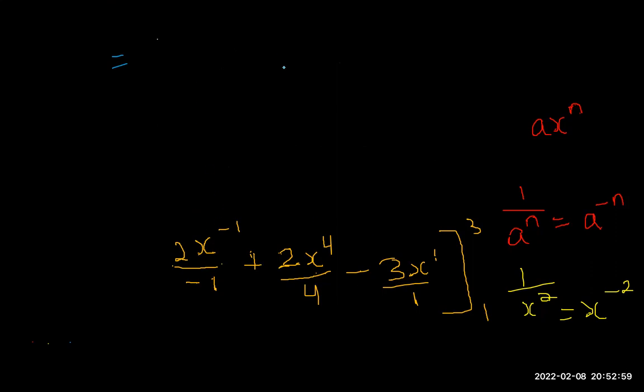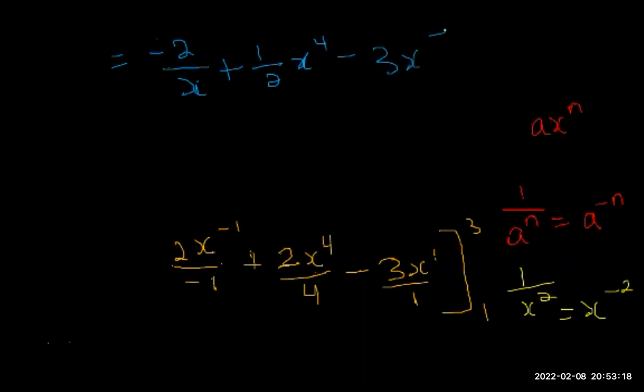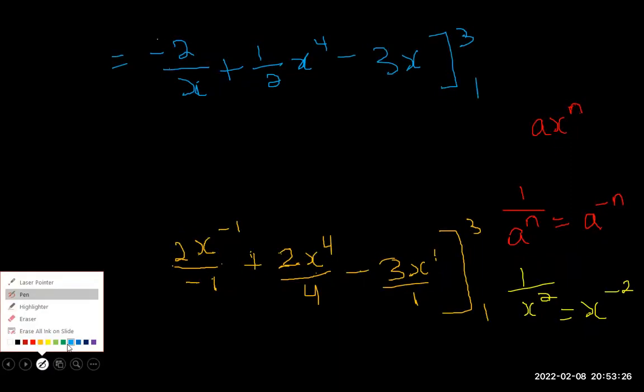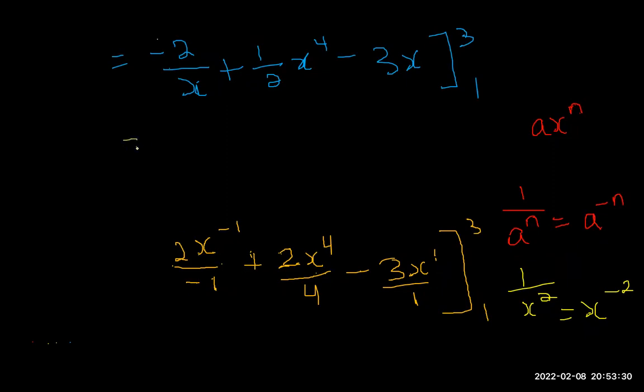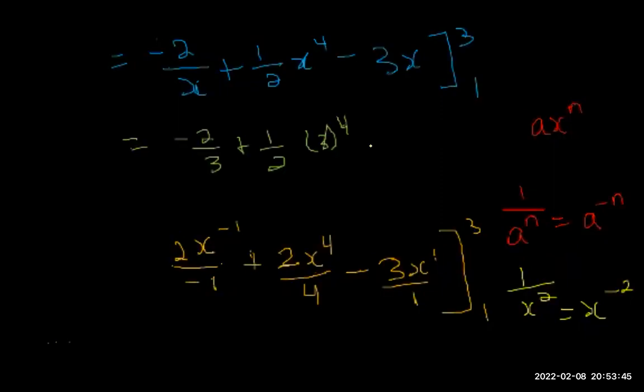Okay. This can be rewritten like this. Substitute my values, get your answer. So this is going to be equal to minus 2 over 3 plus a half, x in this case 3, right? This is my first bracket.